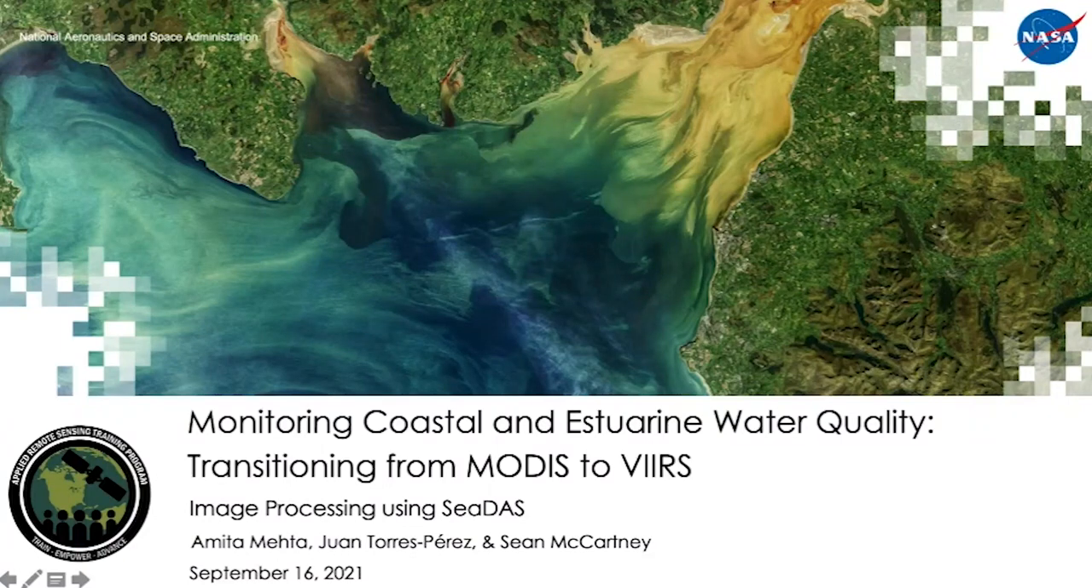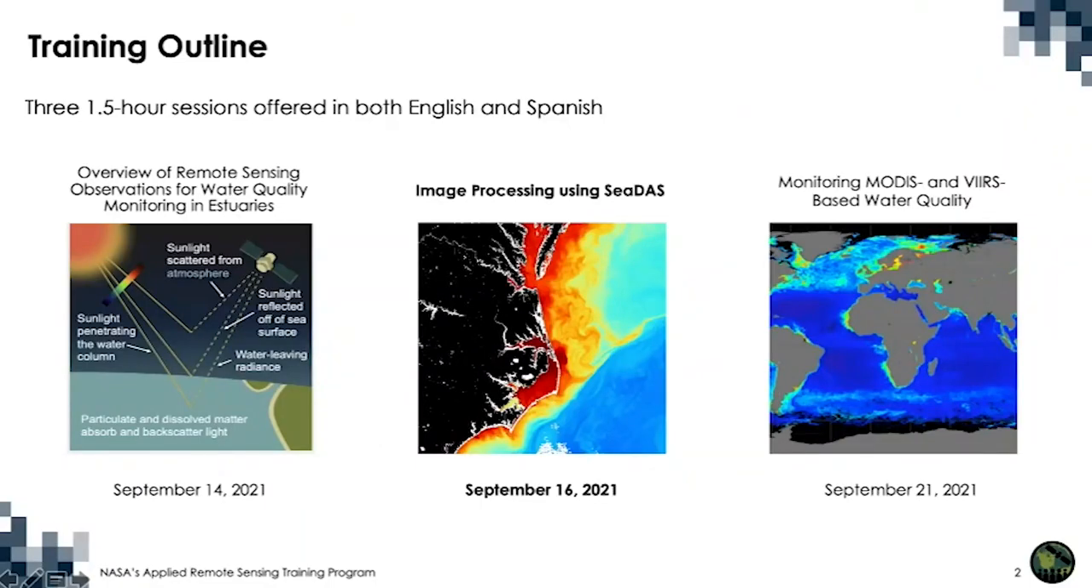Hello everyone, welcome back to part 2 of the webinar series on monitoring coastal and estuarine water quality, transitioning from MODIS to VIIRS. Last time we had an overview of remote sensing observations for water quality monitoring in estuaries, and today we are going to focus on processing MODIS and VIIRS level 1 images using SeaDAS software.